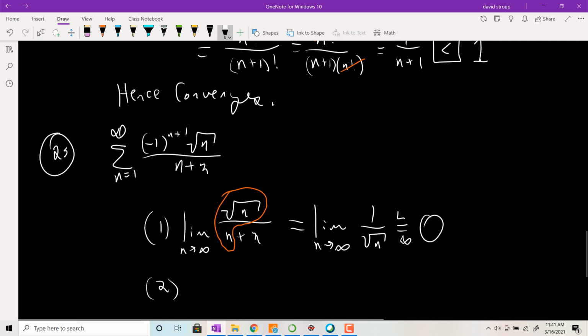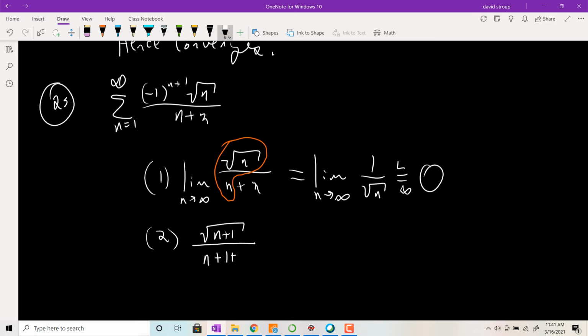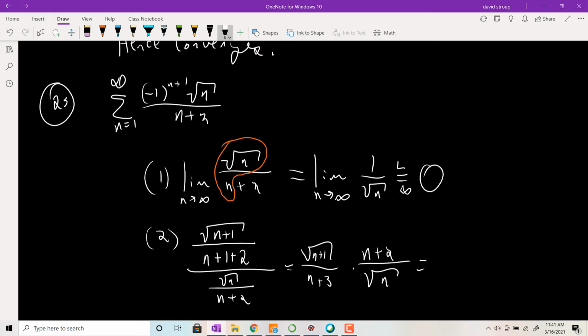Secondly, then you want to show it's decreasing. So again, I'm going to make a ratio, n plus 1 all over n plus 2. So I replace n with n plus 1. So this will be n plus 1 plus, is it really 2? Yeah, okay, well, whatever. And then divided by a sub n, which is square root of n all over n plus 2. Okay, so we can rewrite this as square root of n plus 1 all over n plus 3 times n plus 2 all over square root of n.